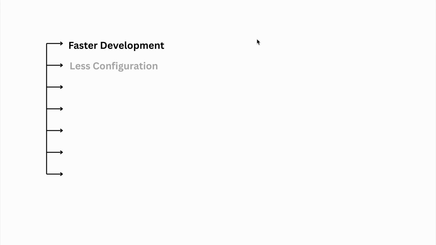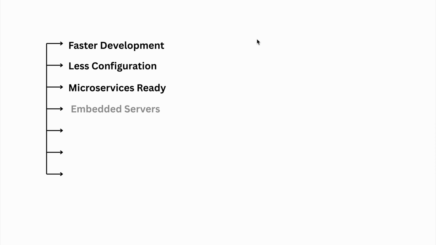Coming to the next point, which is less configuration. Spring Boot comes with auto configuration, which handles many defaults. The third point is microservices ready. The Spring Boot project is very good for microservice architecture if you want to build that. Coming to the fourth point, which is embedded servers.